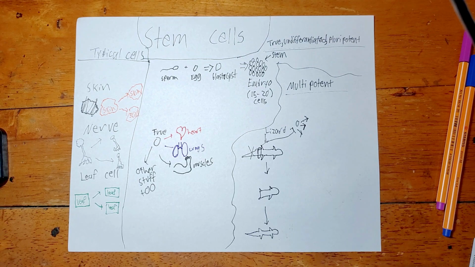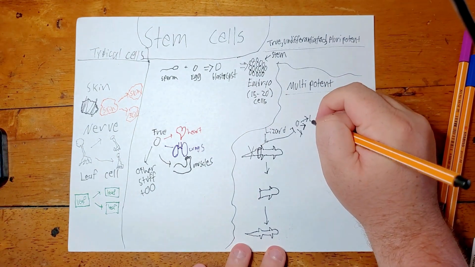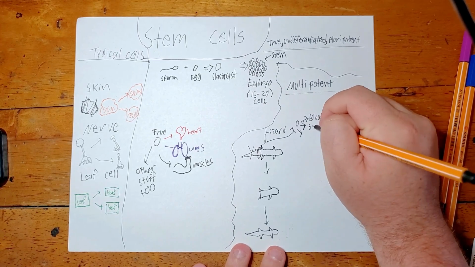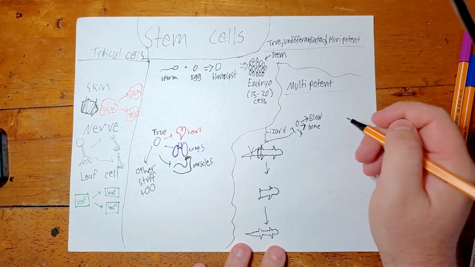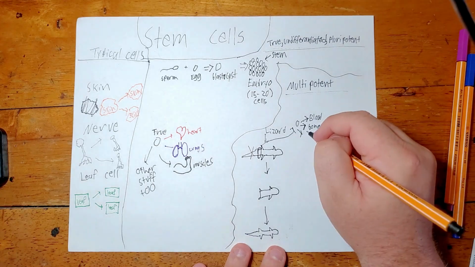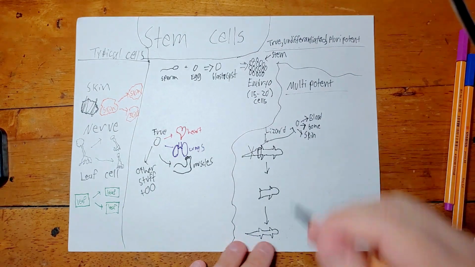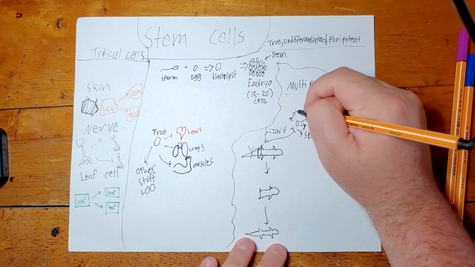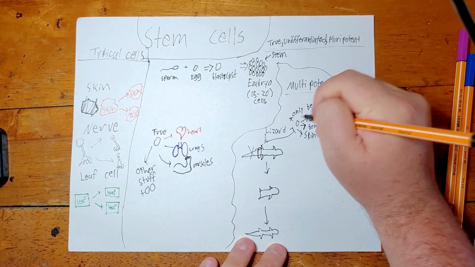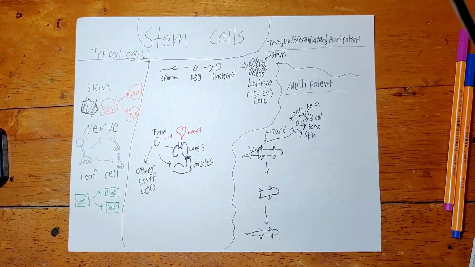Because when you think about it, a tail has lots of different cells in it, right? It has blood cells, it has bone cells, it has fat cells, it has skin cells, it has scale cells. So this thing can become blood cells and bone cells. But it can't become anything, right? It can only be a tail, right?